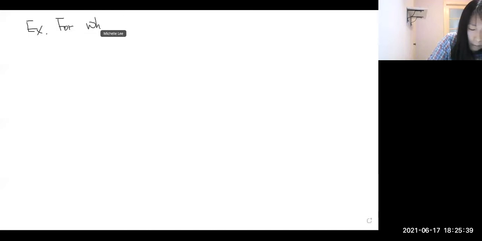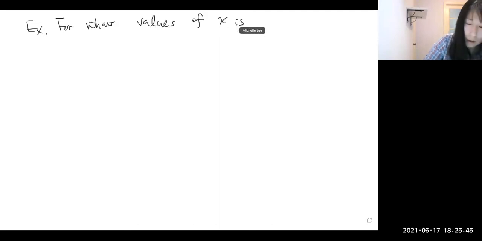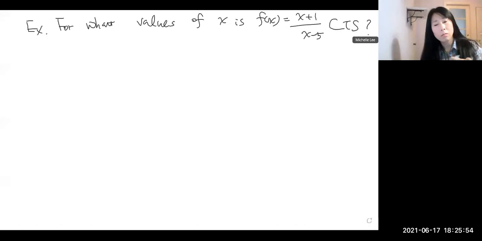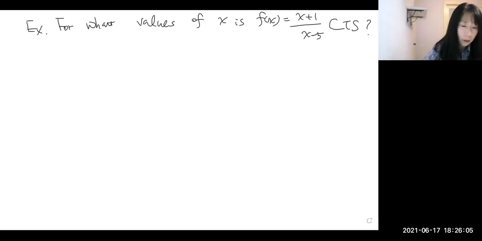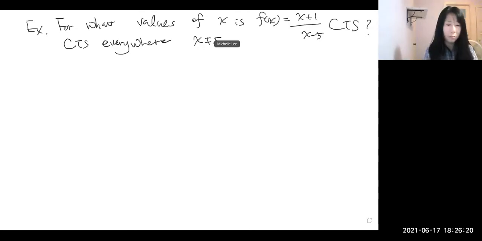For what values of x is the function continuous here? We know that. What is that? Everywhere except for x equals 5. Good. So continuous everywhere except 5. Thank you. X cannot be equal to 5. So except 5, same, right?